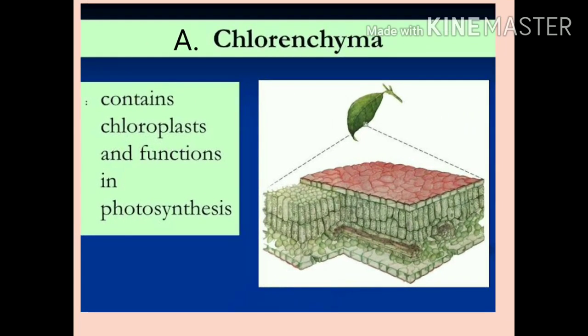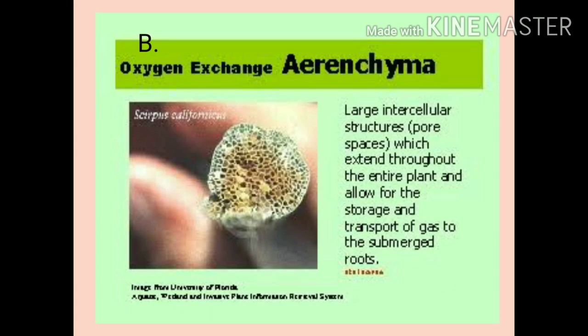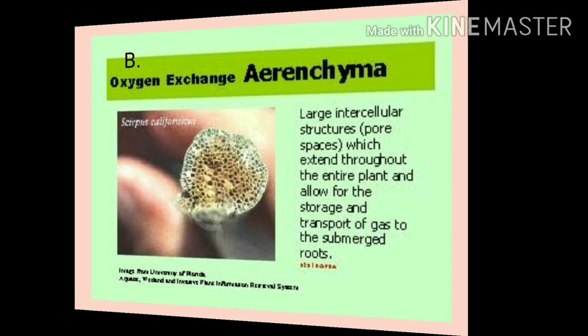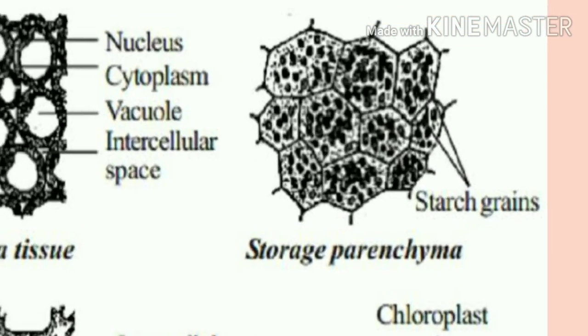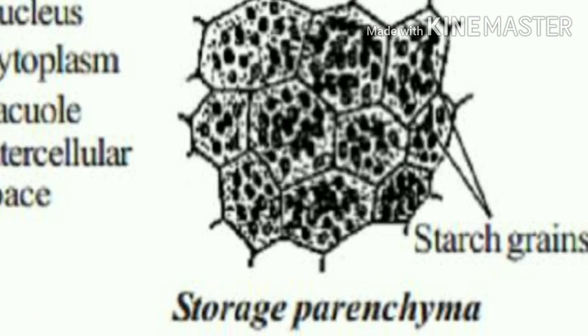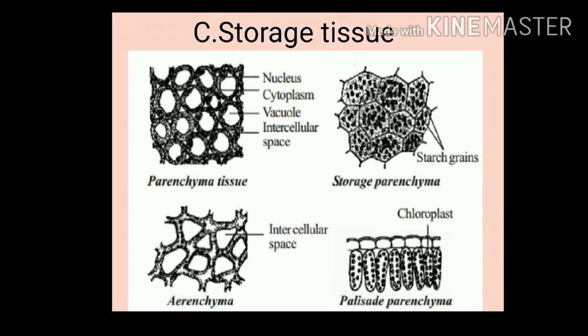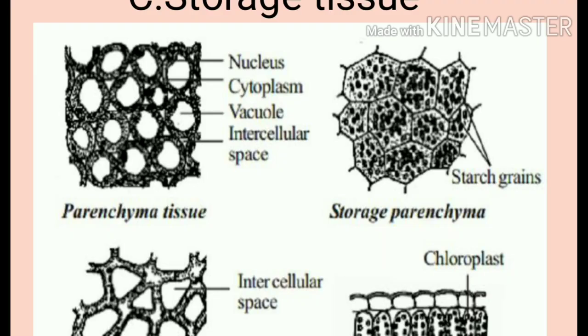Chlorenchyma cells contain chloroplasts and function in photosynthesis. The cells of aerenchyma store air and transport gases. These tissues are present in aquatic plants and help them float in water. We can observe storage tissues in plant parts. The storage parenchyma stores starch substances for future usage of plants.